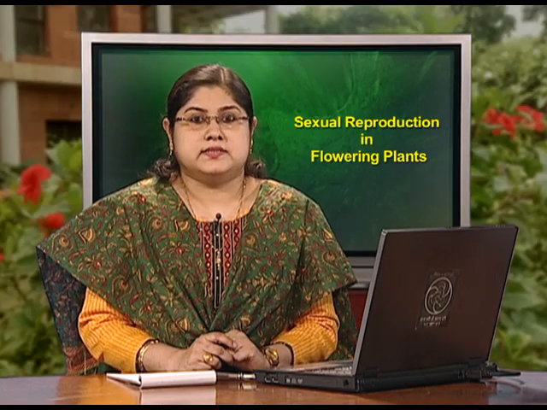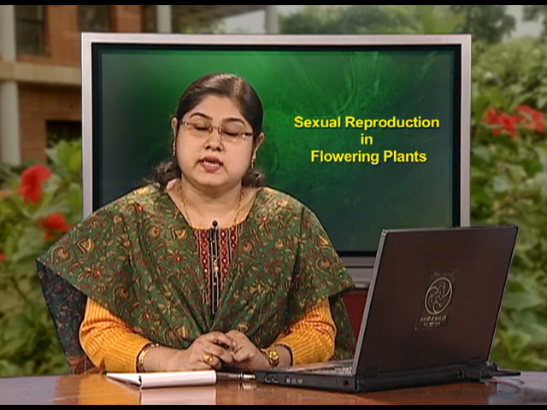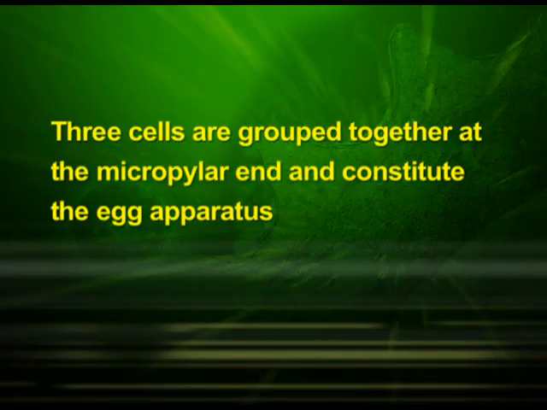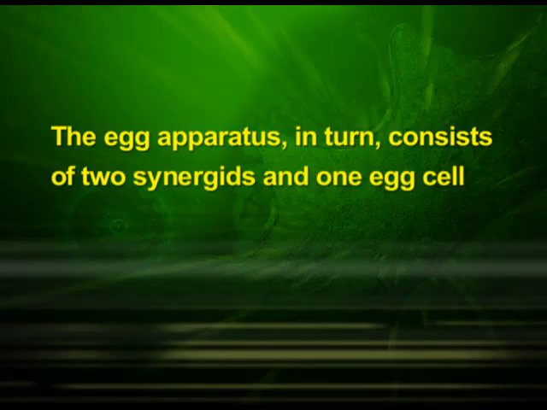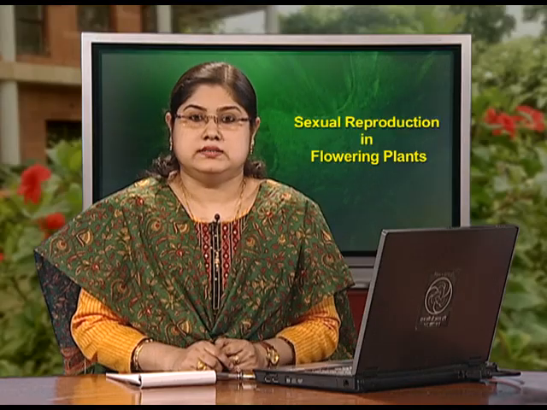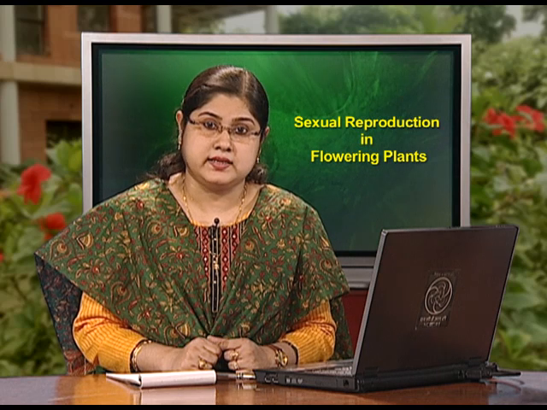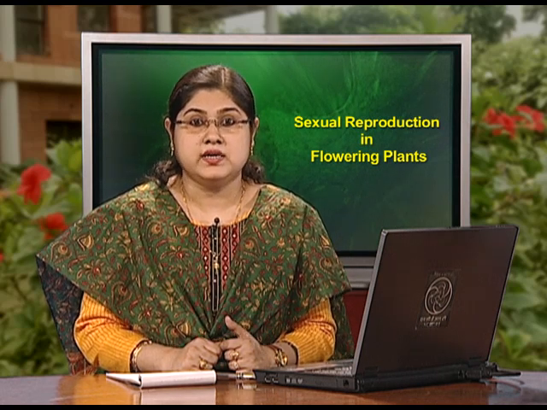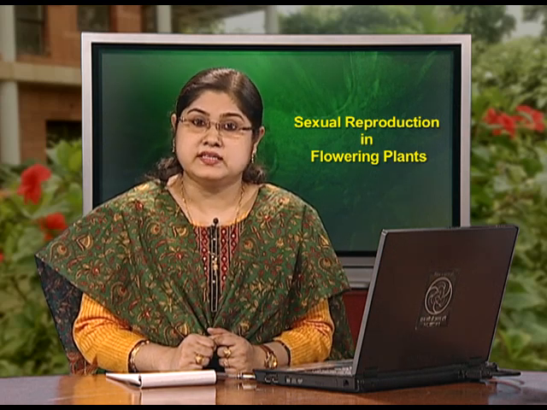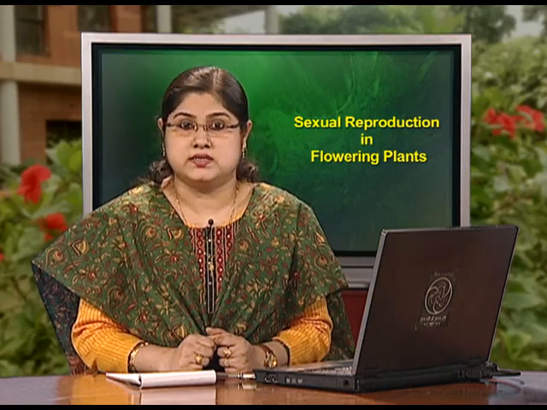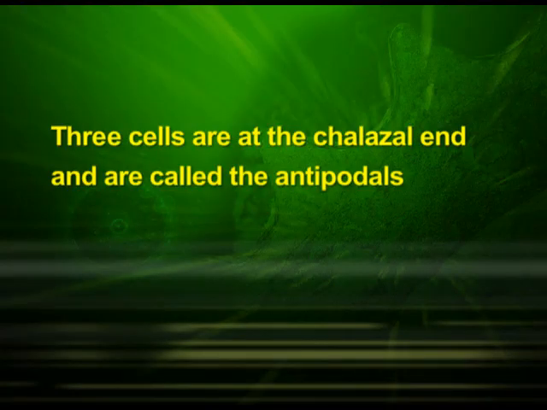There is a characteristic distribution of the cells within the embryo sac. 3 cells are grouped together at the micropylar end and constitute the egg apparatus. The egg apparatus in turn consists of 2 synergids and 1 egg cell. The synergids have special cellular thickenings at the micropylar tip called filiform apparatus, which play an important role in guiding the pollen tubes into the synergid. 3 cells are at the chalazal end and are called the antipodals.